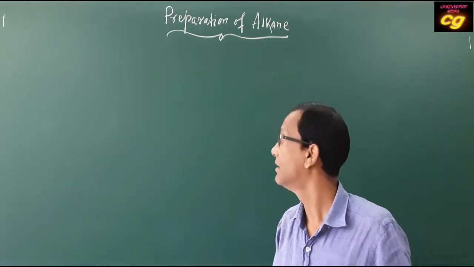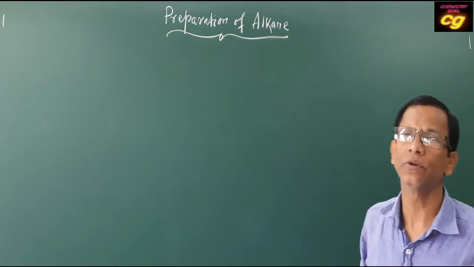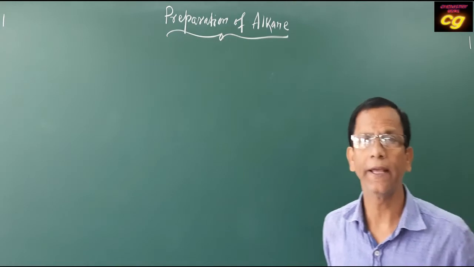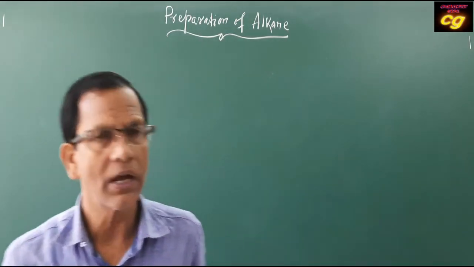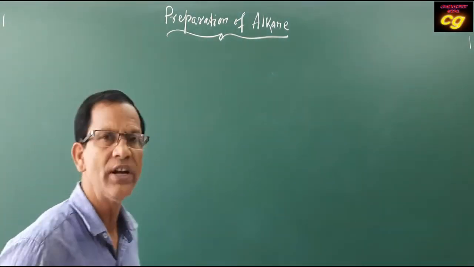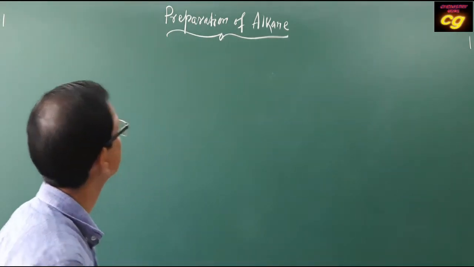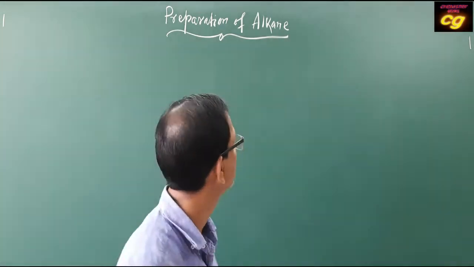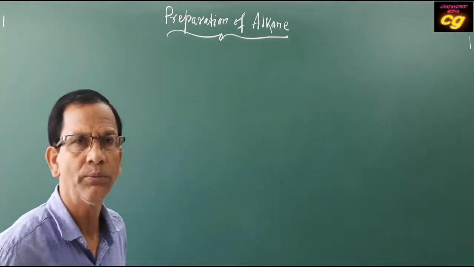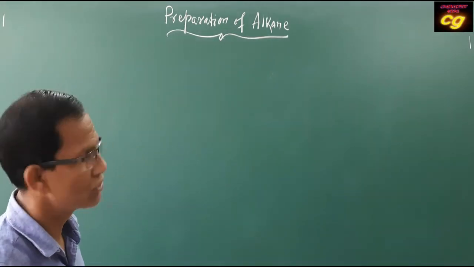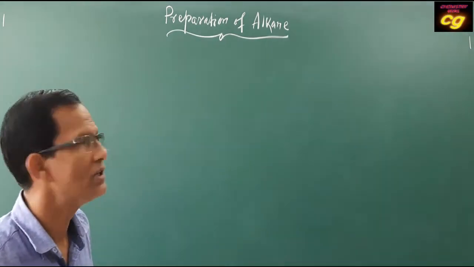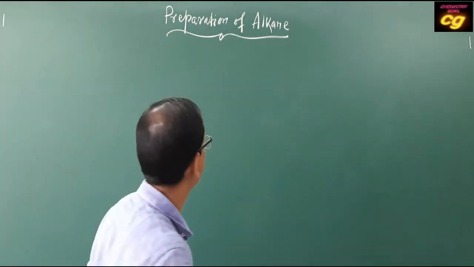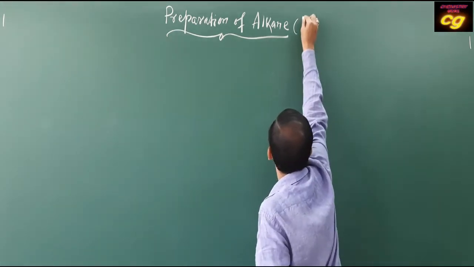Hello students, today we are going to discuss a very important topic in hydrocarbons, that is preparation of alkane. Alkane is generally called a saturated hydrocarbon, and the carbon atom is sp3 hybridized, with a tetrahedral shape. These are very common properties of alkane: the structure is tetrahedral, the hybridization is sp3, and alkanes are also called paraffin.